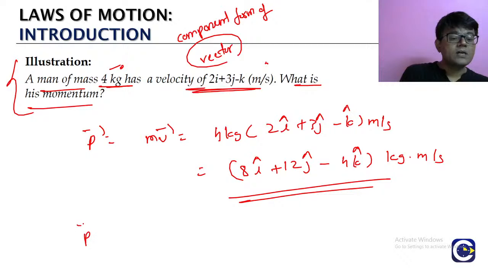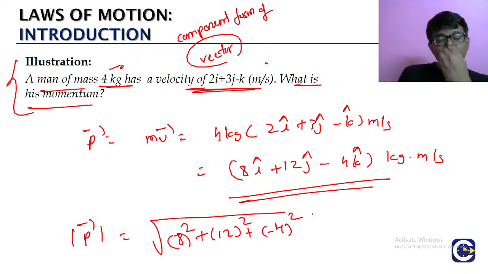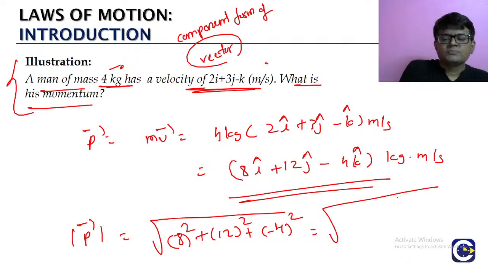If somebody is asking us what is the magnitude, what we are going to do? Root of i component square plus j component square plus k component square. This is how we will get the magnitude. Here 8 square can be written as 4 square into 2 square. Similarly 12 square can be written as 4 square into 3 square. Minus 4 whole square means 4 square only. So 4 square is common everywhere, it will come out.